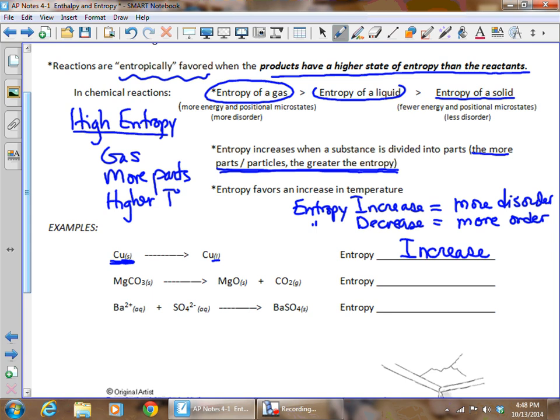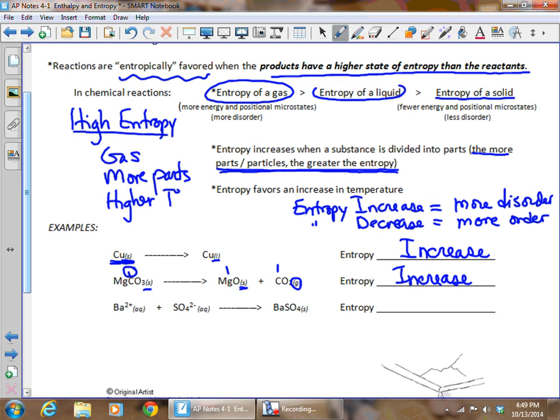Taking magnesium carbonate, which is a solid, and turning it into products, first of all, we go from 1 particle to 2 particles. One of them is a solid still, so that doesn't help anything, but one of them is a gas. So once again, it looks like we increase our disorder by getting more particles and by getting a gaseous state, which is by far more disorderly than a solid would be.